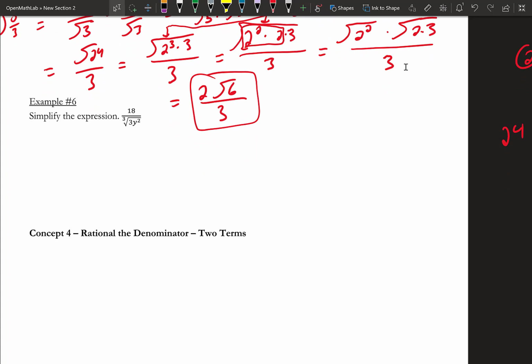So then example 6, we have 18 divided by the cubed root of 3y squared. So I don't want a radical in the denominator.